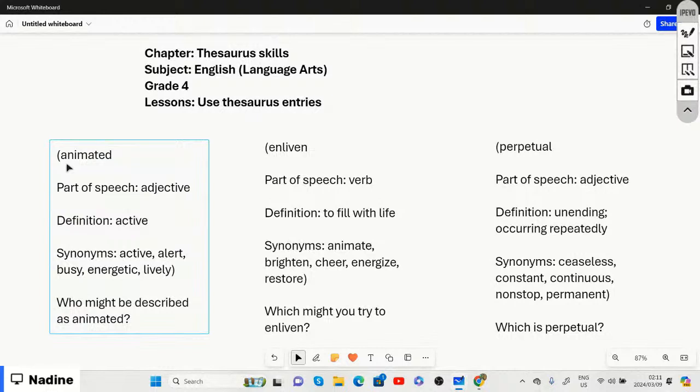All right. So with the thesaurus, we have the word, we have the part of speech, then we have the definition, which is the meaning of the word. After the definition, we have synonyms, and synonyms are words either with the same meaning or almost the same meaning.